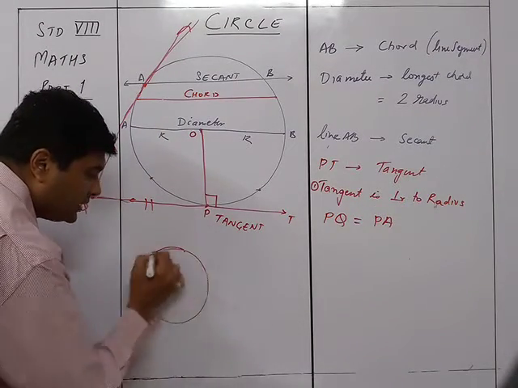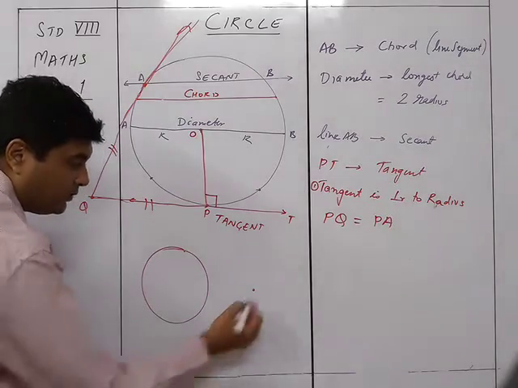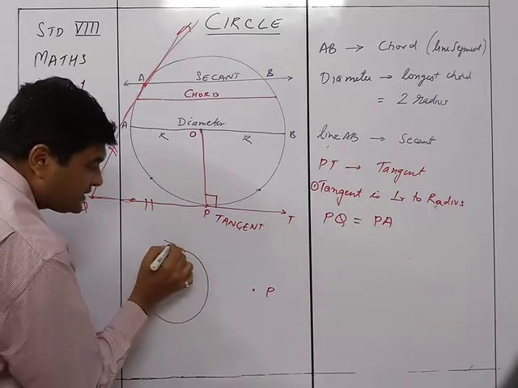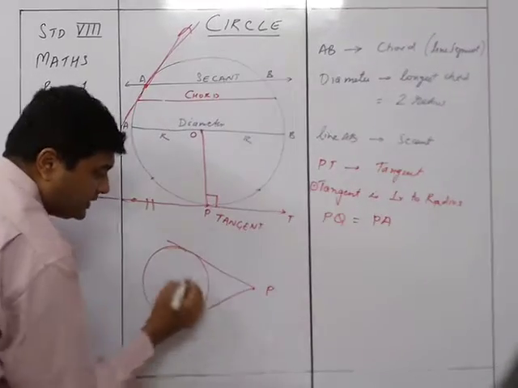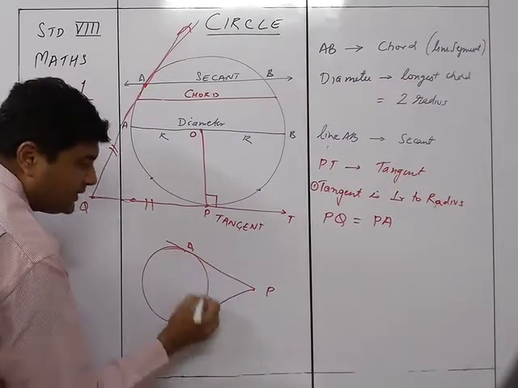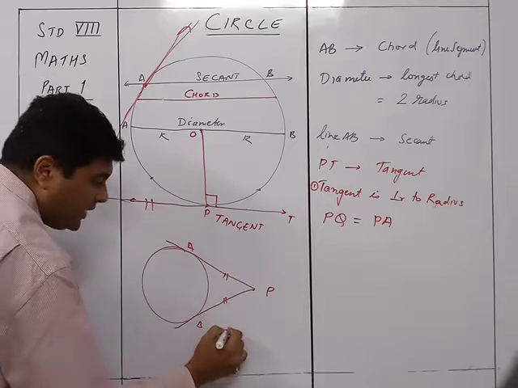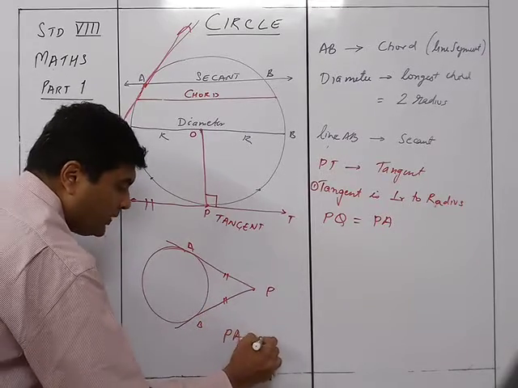If I have a circle and a point over here, which is point A, if this is one tangent and this is another tangent, and this is A and this is B, then PA will be equal to PB. So PA is equal to PB.